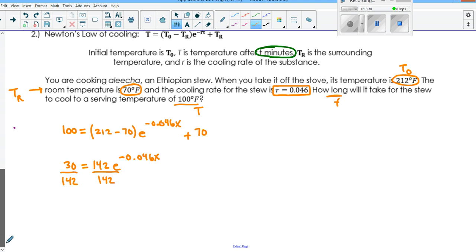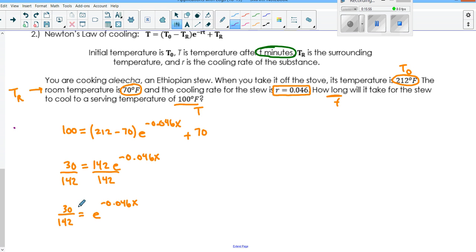Okay, now I could check and see if this is going to give me a nicer number, but I'll just leave it. So I'm actually just going to leave it as 30 divided by 142, that way if it's not, I don't need to worry about it. Equals e to the negative 0.046x.